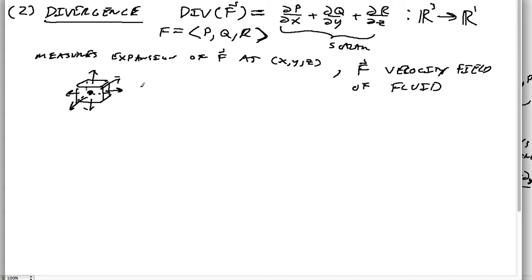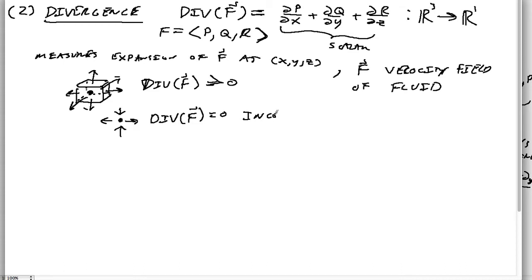And this would be what we call positive. If all the arrows were pointing out, we would have a net positive flux coming out of that box, and that would imply that the divergence of f is greater than 0. If there's some expansion coming out, but also some coming in, we say the divergence of f is 0, and we call that incompressibility.